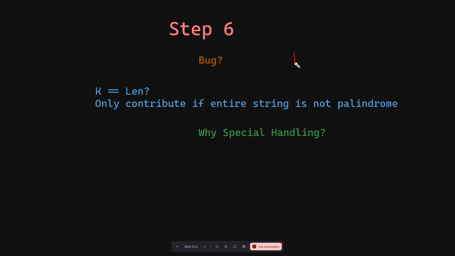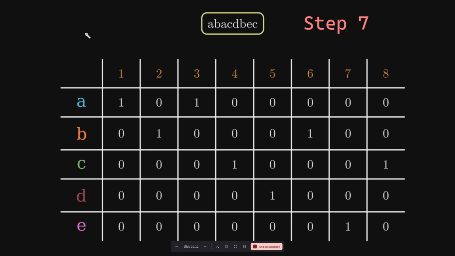But if k is equal to length, then there is no scope of sliding the window. Therefore, the arguments do not hold over here. Therefore, you need to manually check if the entire string or the given substring is a palindrome or not, and accordingly add the contribution.